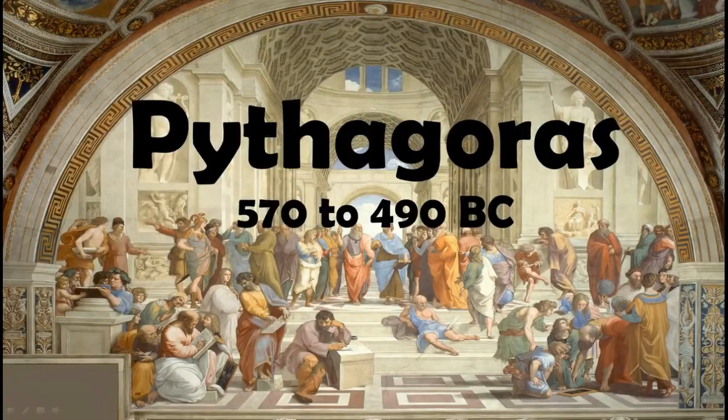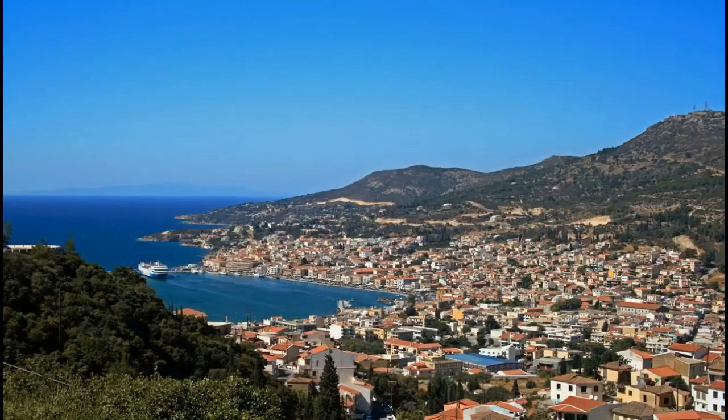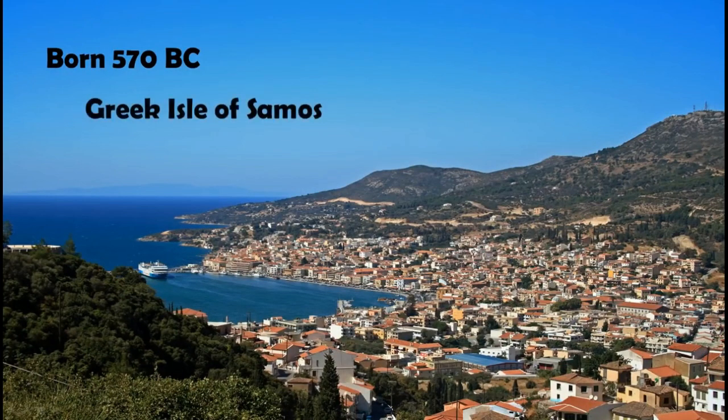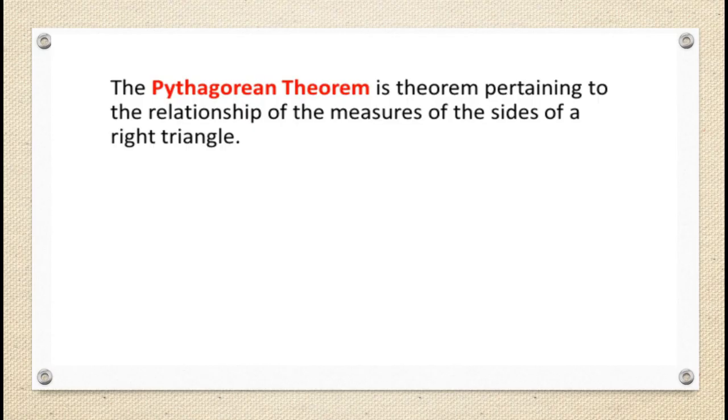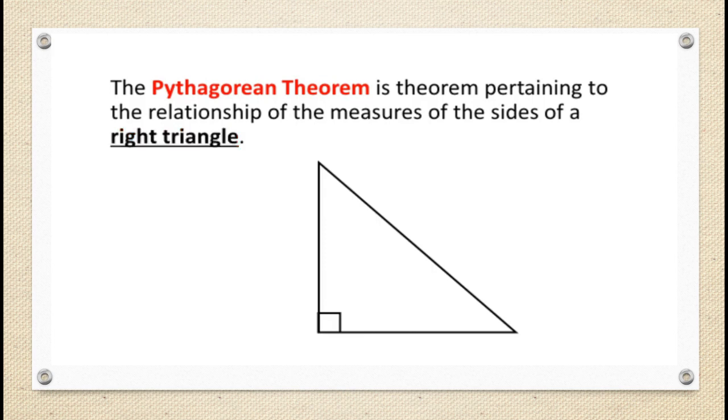Pythagorean Theorem was named after Greek mathematician Pythagoras. He was born in 570 BC in the Greek Isle of Samos, and one of his teachers was Thales. Pythagorean theorem is used to solve for the lengths of the sides of a right triangle.